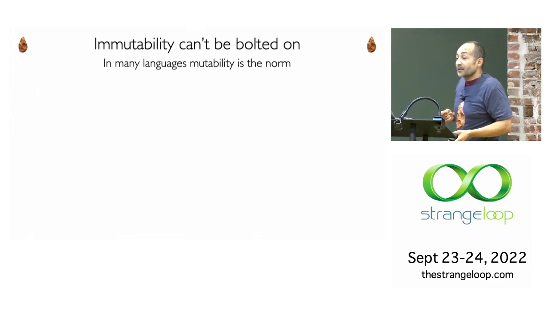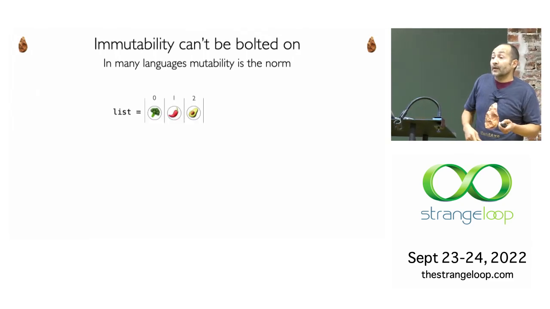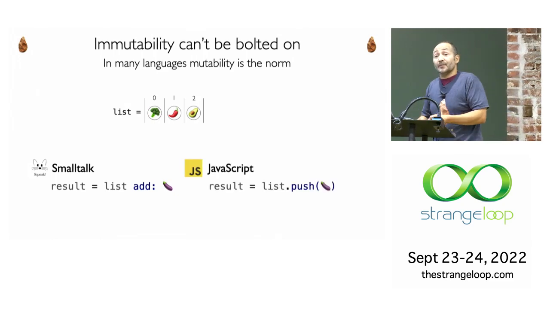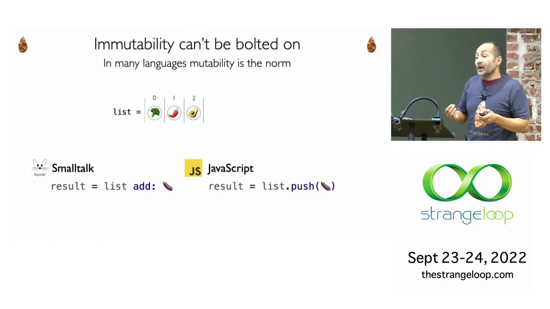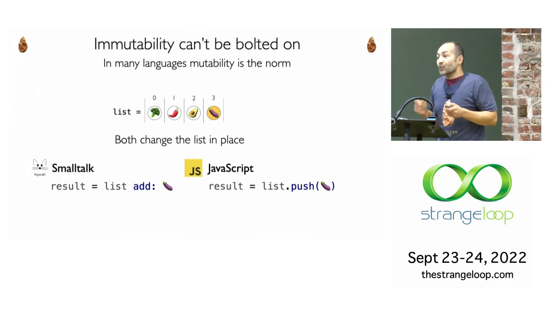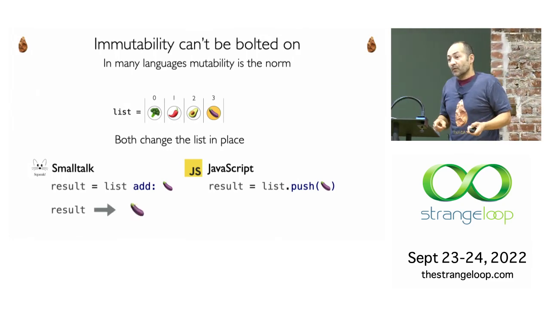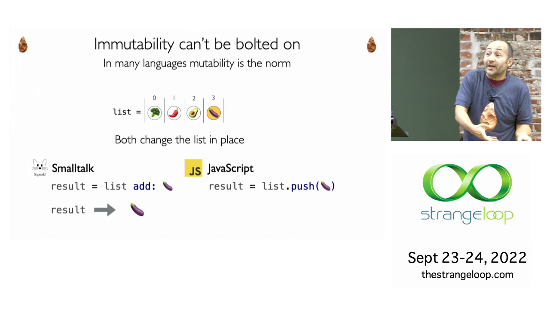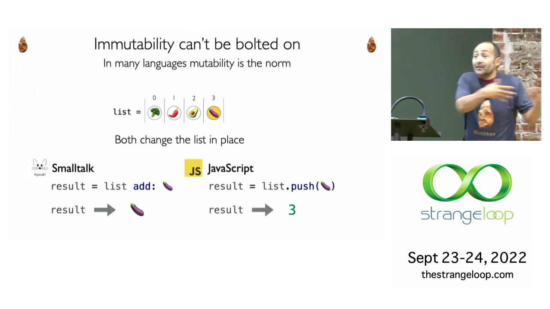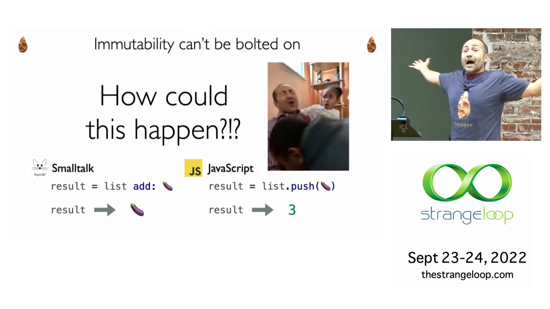All right, but in many languages, mutability is the norm. So in this case, Smalltalk was that way. JavaScript, sadly, is that way. And so when I do this, it is changing in place. And what's interesting, though, is like, okay, if I change in place, what am I returning? Well, with the Smalltalk, I get the thing out that I put in. Okay? In JavaScript, I get out the length of what I did. Okay. I mean, how could this happen?